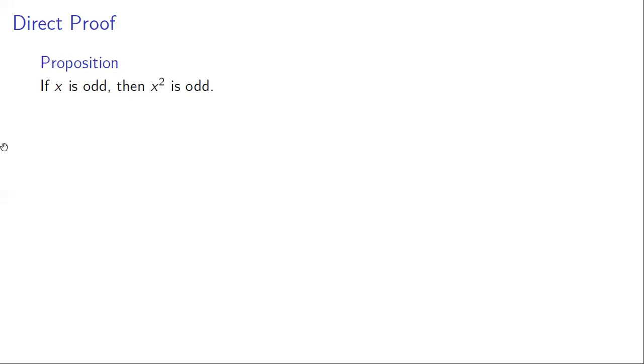Before we go to the actual proof, let's do some examples. So let's say n is equal to 3. X is odd. I'm sorry, I should have used x here instead of n. Whatever. If x is 3, then x squared is 3 squared, which is 9, which is odd. So the proposition is true for x equals 3.